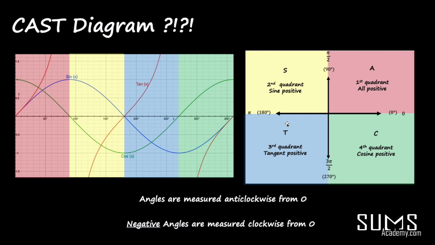And when we talk about angles, we measure angles around this diagram anti-clockwise, starting at 0 here. We go through these quadrants like this, and then all the way back to 360. But if you're at a minus angle, you actually travel the other way. You measure clockwise like this.